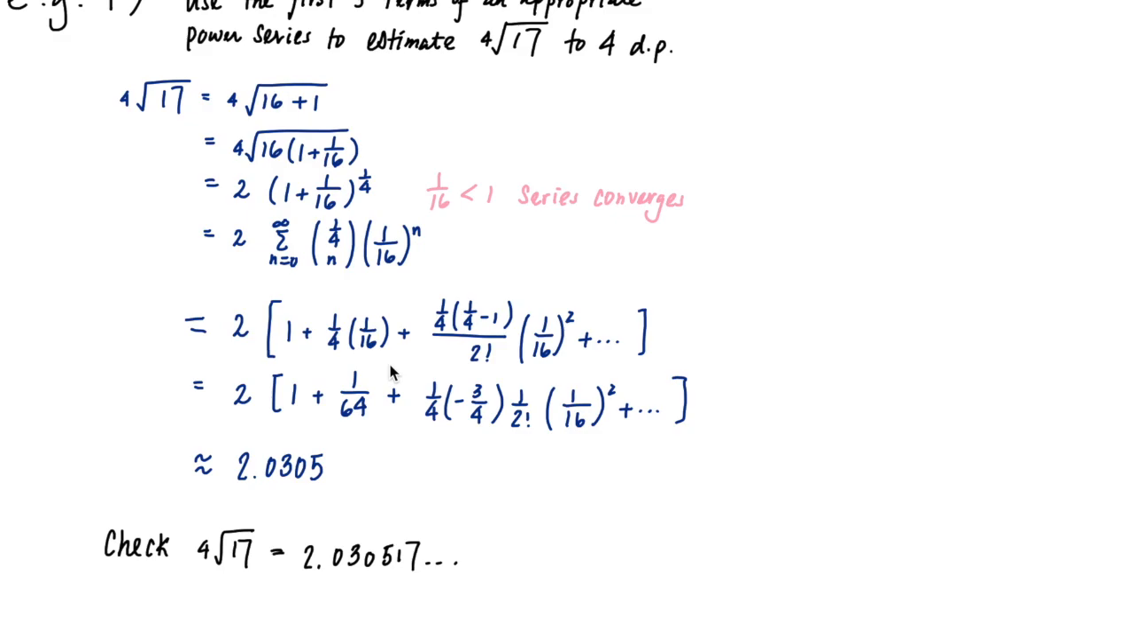We can now expand the sigma notation, write out the first couple of terms, and then simplify. Okay? So this works out to roughly 2.0305. And if I check on my calculator, the 4th root of 17 is actually 2.030517. So it's actually pretty accurate. Okay?